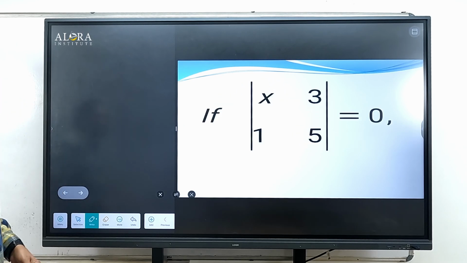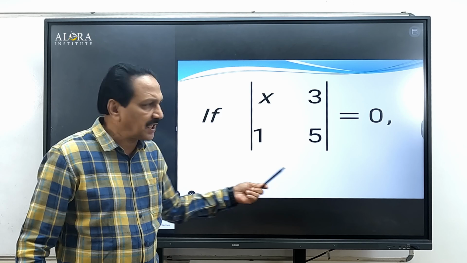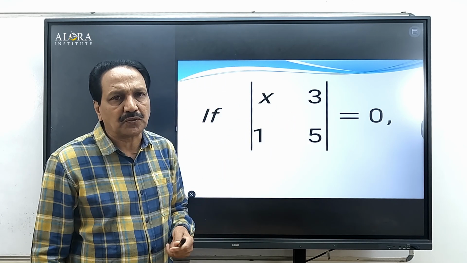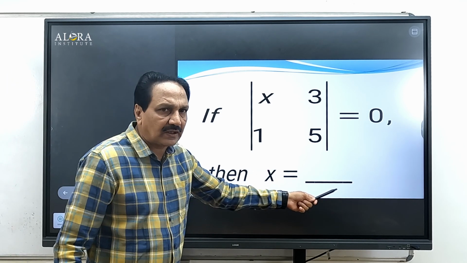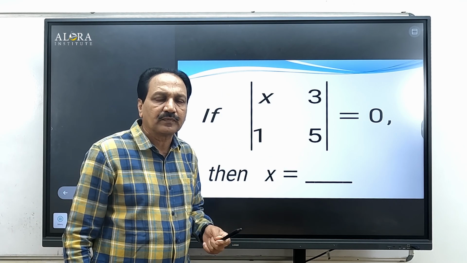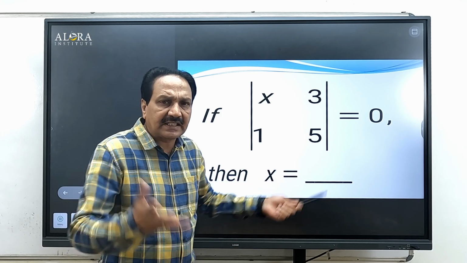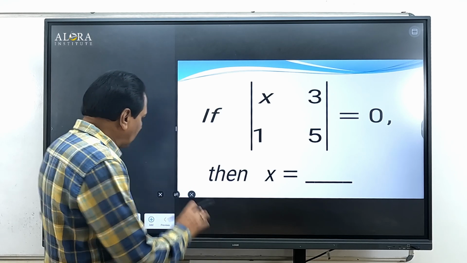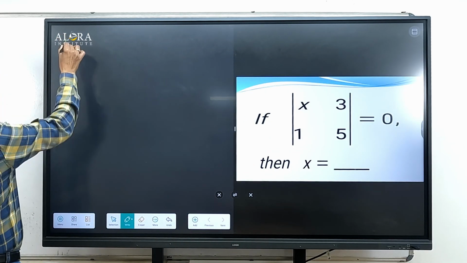Look at the screen now. You have an example here. If this is the second order determinant, 2 rows and 2 columns, and the value of that is equal to 0, you are supposed to find the value of x, then x equals dash. This is one of the examples you can observe in the previous question papers also. How to solve this? It's very simple. Look at the LHS. It's the second order determinant. Find the value of that second order determinant using the formula you have come across in the previous class.